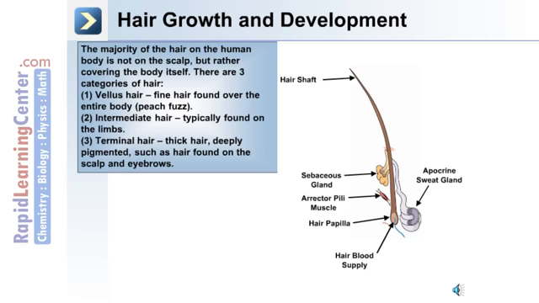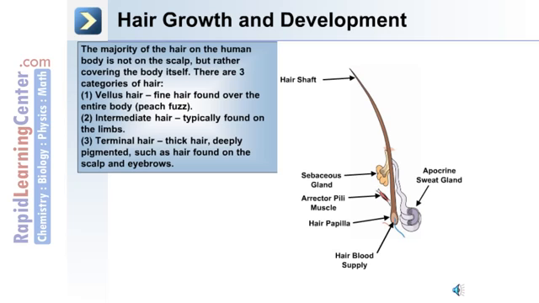As you can see on the image on the right side of the screen, the erector pili muscle is directly attached to the hair. This leads to movement or standing up of hair on our body. The sebaceous gland and apocrine sweat gland have ducts that communicate and deliver their products through the hair shaft up to the surface of the skin.